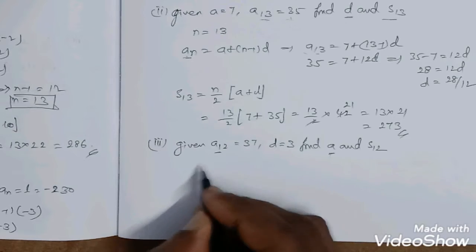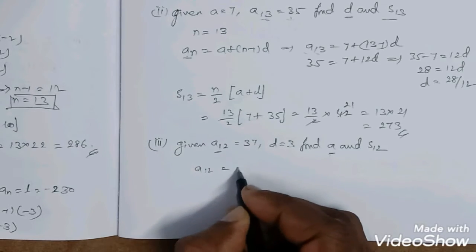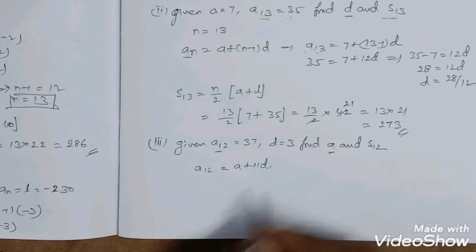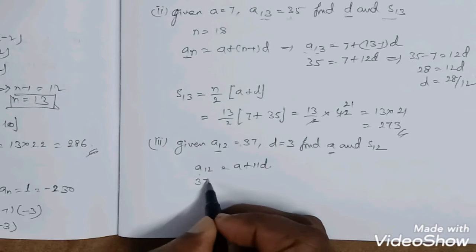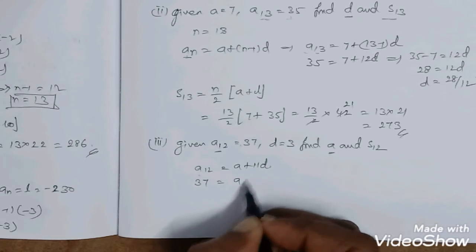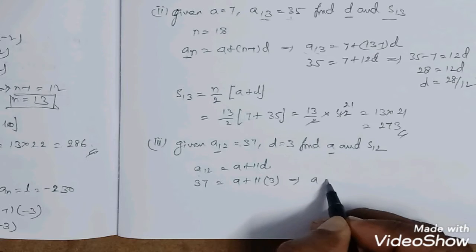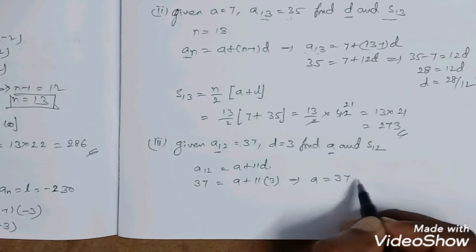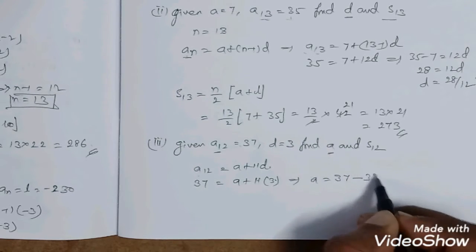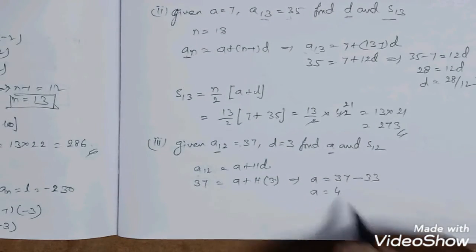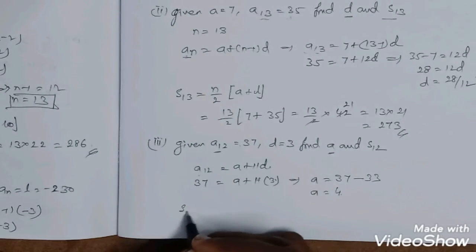Now here a12, I can write this as a plus 11d, right? Now a12 is given as 37 and a is not given, but the d value is given as 3. Now I can write a is equal to 37 minus 11 times 3, which is 33. So a is equal to how much? 4. So after getting the a value, you have to find S12.